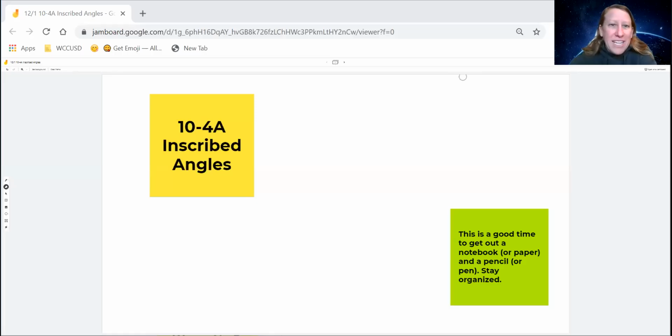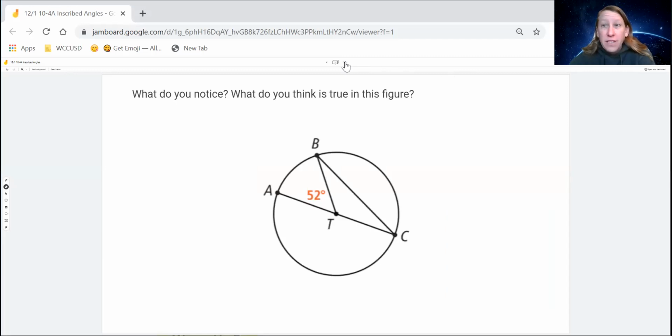Students, we're talking about inscribed angles today. Here's a figure, and one of the most fun things to do in geometry is to look at a figure and see what we notice. What do we know? What is happening in this picture? What do you see?